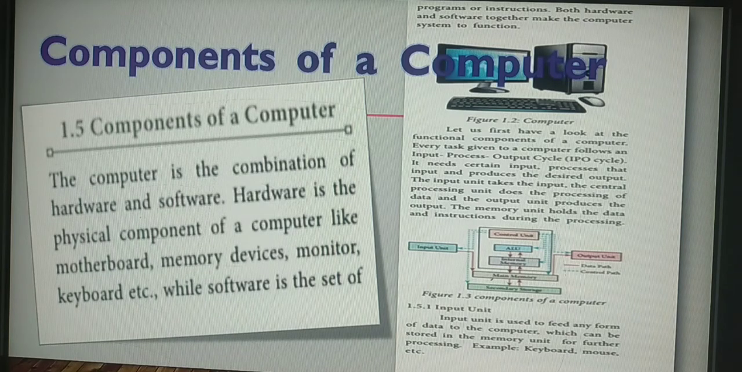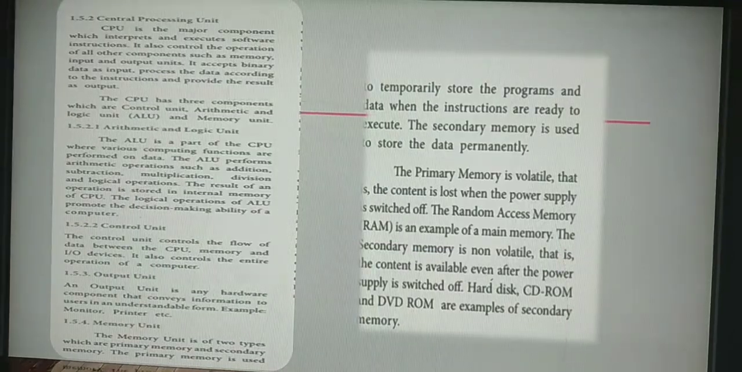Next, you must go on with this page. Next page. And finally, you have to finish here, that is under the memory unit. Till here, you have to mark. It is your 5-mark question.